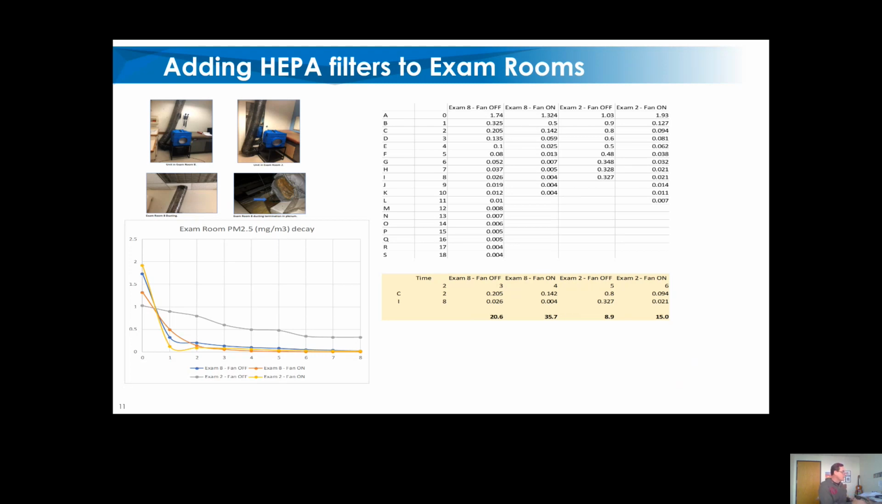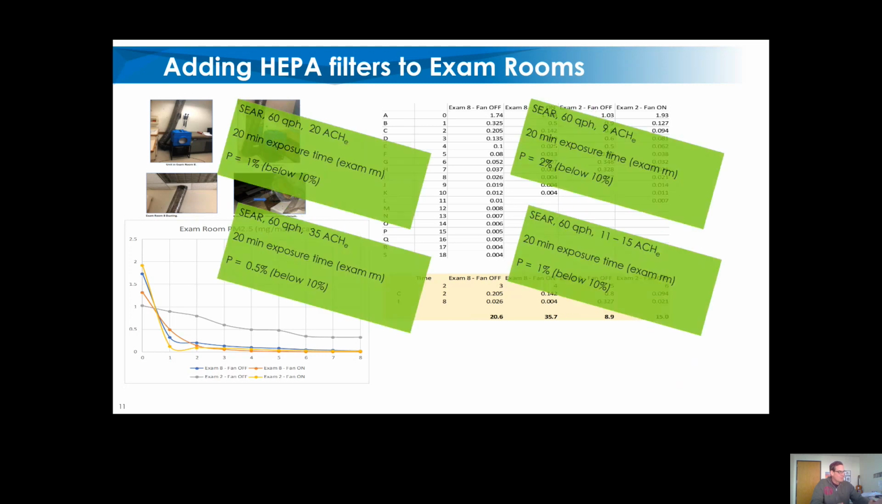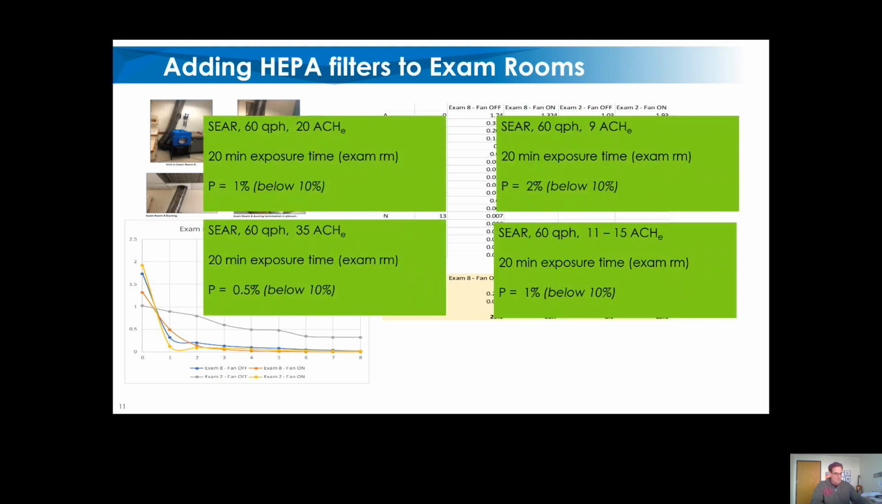It is kind of interesting to note that this is the same unit they added to two equal-size rooms, but there's a different marginal benefit that you get from it in each case. So these are exam rooms with a 20-minute exposure time. The base ventilation rates in both of these cases were very good, and so in this case, the standard environmental aerosol risk would be below 10% for all of the options. Which is to say that those fans are not providing a significant benefit in terms of environmental risk.